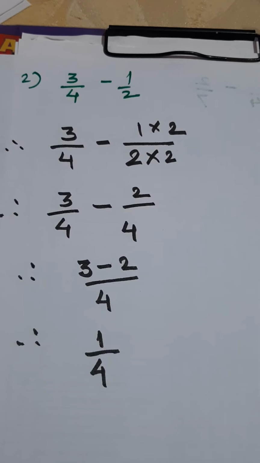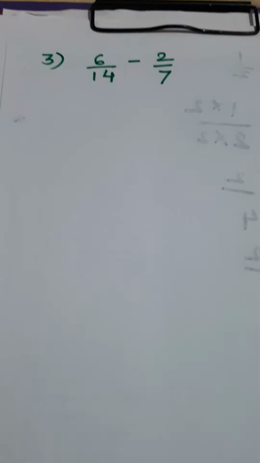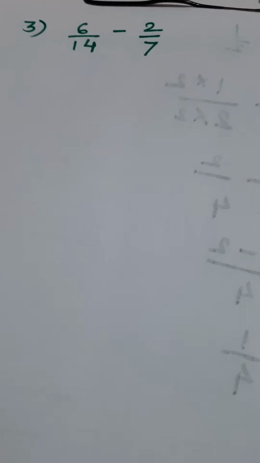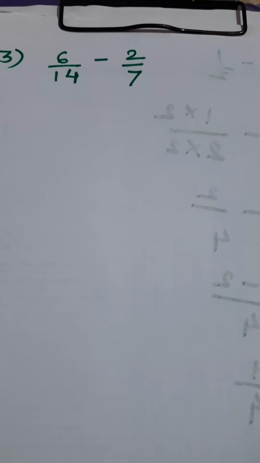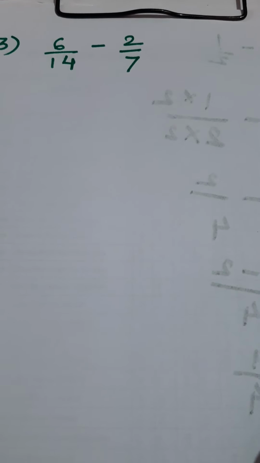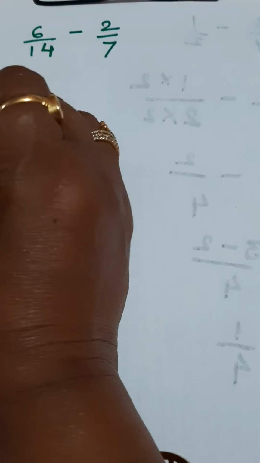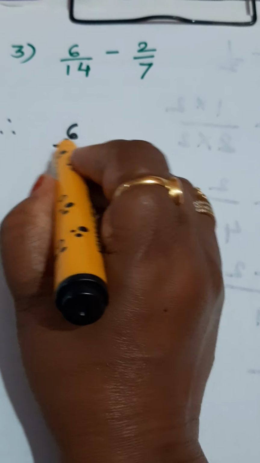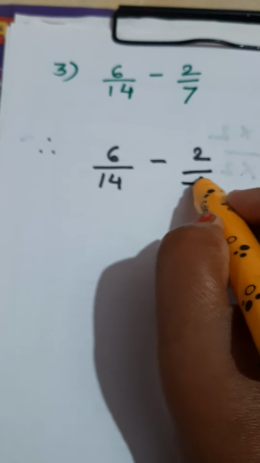This much simple. You have to observe it carefully and do practice. Look at the third example. 6 upon 14 minus 2 upon 7. Observe the denominators carefully. 7 and 14 are from the same table. We can convert 7 into 14. 7 twos are 14. So write down the first fraction as it is, 6 by 14 minus 2 upon 7.